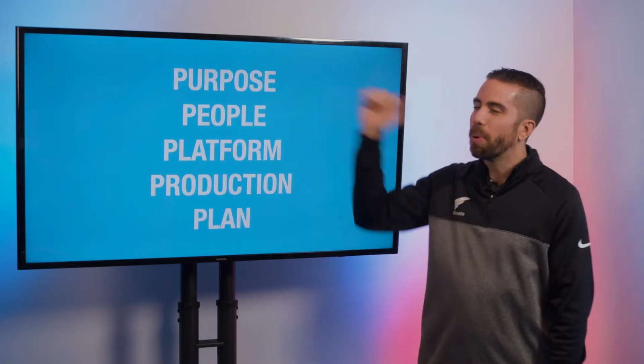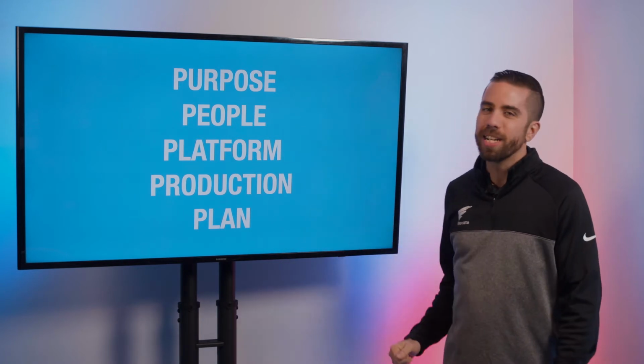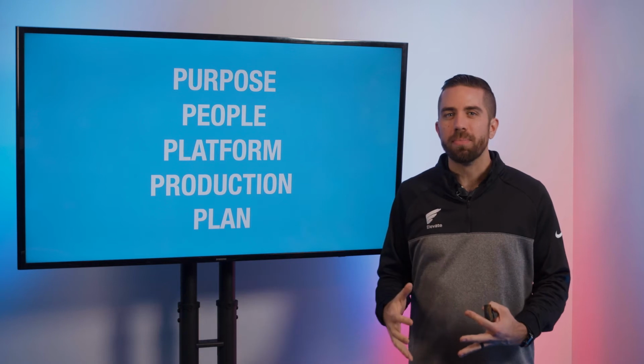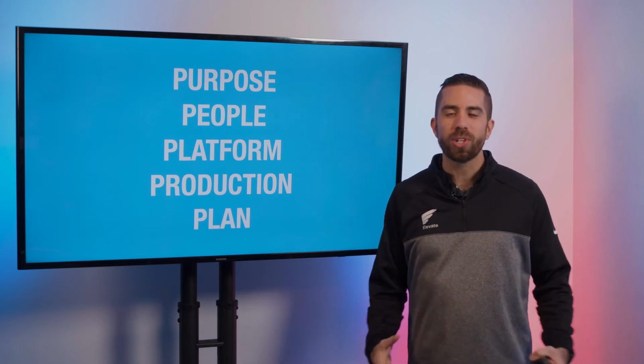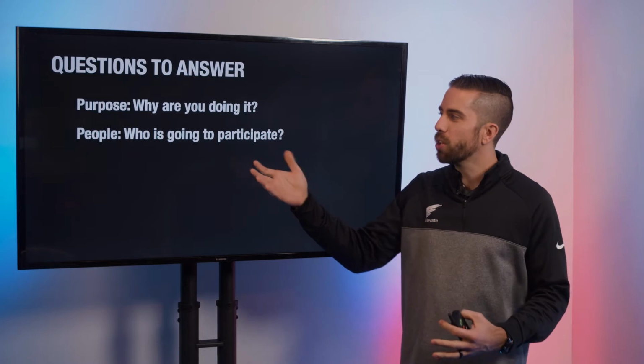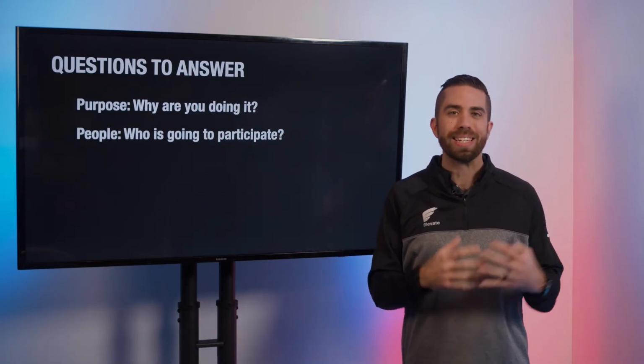They are number 1, purpose, number 2, people, number 3, platform, number 4, production, and then number 5, plan. These are the 5 things. Now, each one of them has a question that's associated with it. For purpose, the question is: why are you doing it? Why are you hosting this game show? The question you need to answer for the people is, who is going to participate? Are they going to be in teams? And I'm going to go deeper into each one of these in a second.